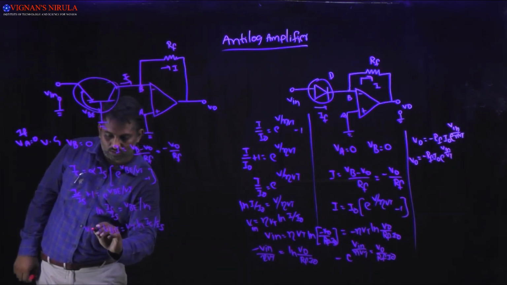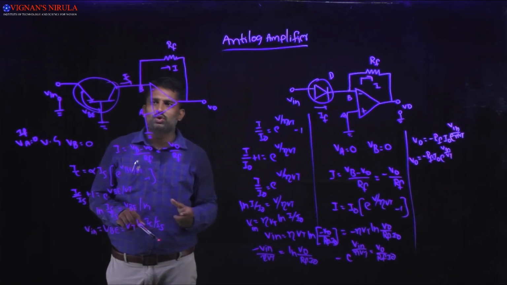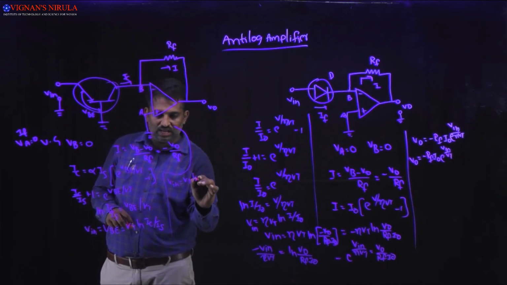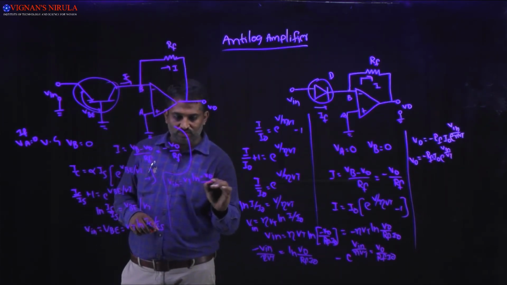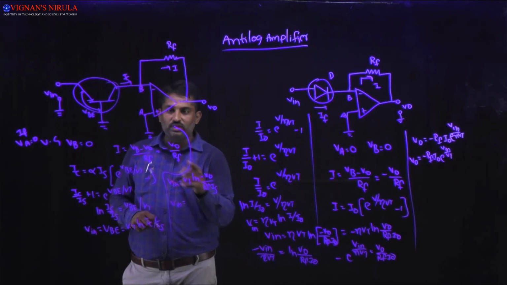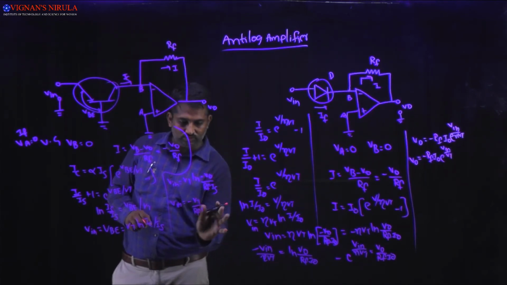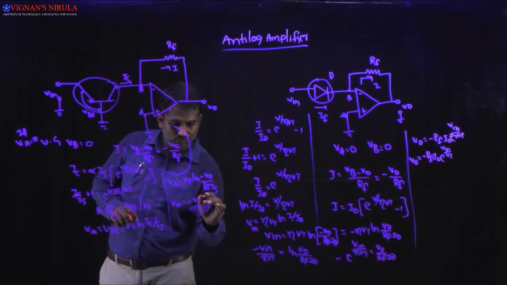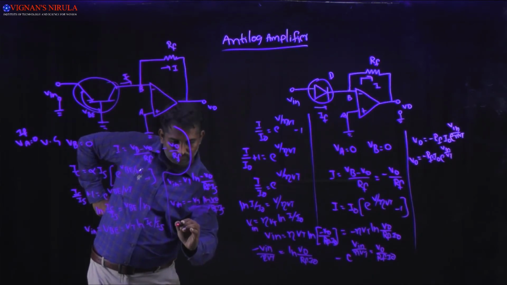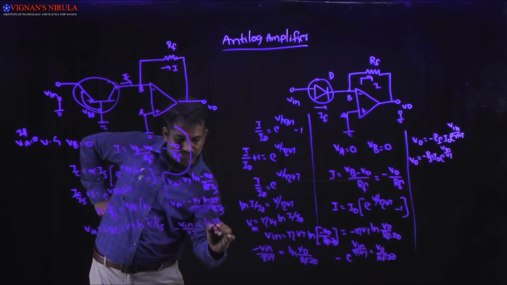So Vin will be equal to Vt into ln of Ic divided by Is, and the current passing to the op amp is same, so Ic will be equal to I. Now just substitute Vin is equal to Vt into ln of Ic, where Ic is equal to I, that is minus V naught divided by Rf into Is. So Vin will be equal to Vt into ln of minus V naught divided by Rf into Is. From this, Vin divided by Vt will be equal to minus ln of V naught divided by Rf into Is.